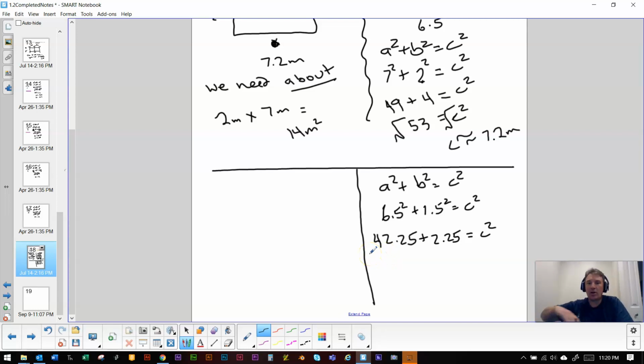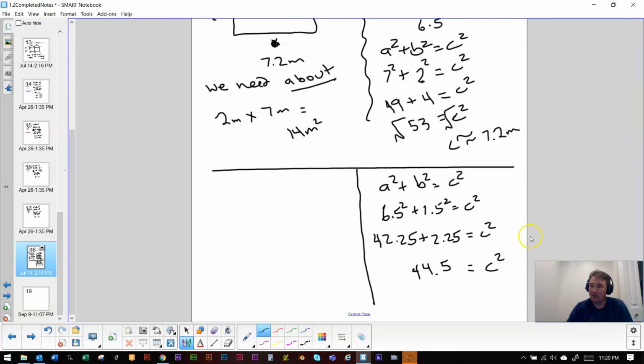Okay, so we need to keep the c squared on one side and we need to do the math on the other side. So we've got 42.25 plus 2.25, and that's going to leave us with 44.5 on this side and c squared on the other side.